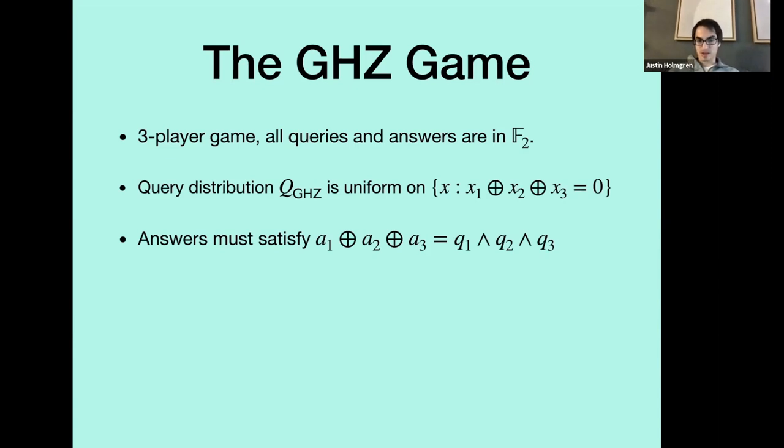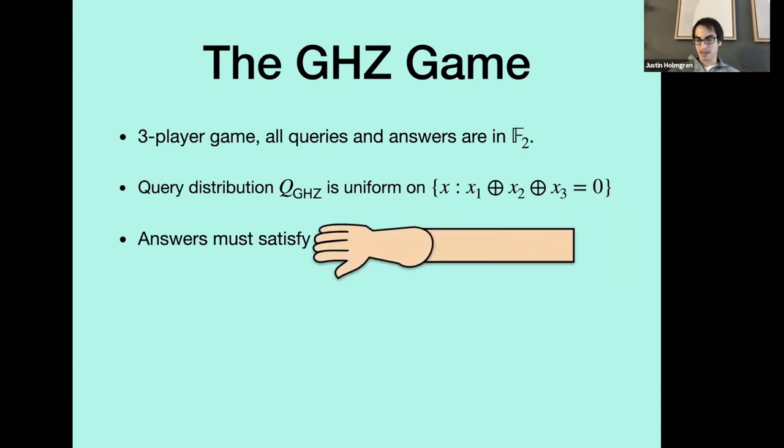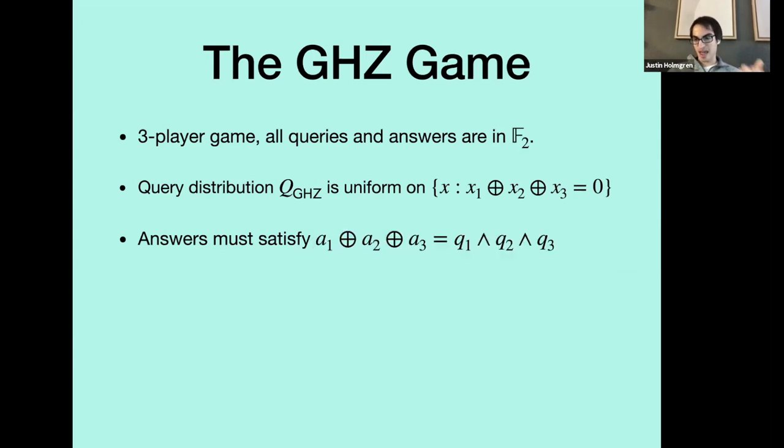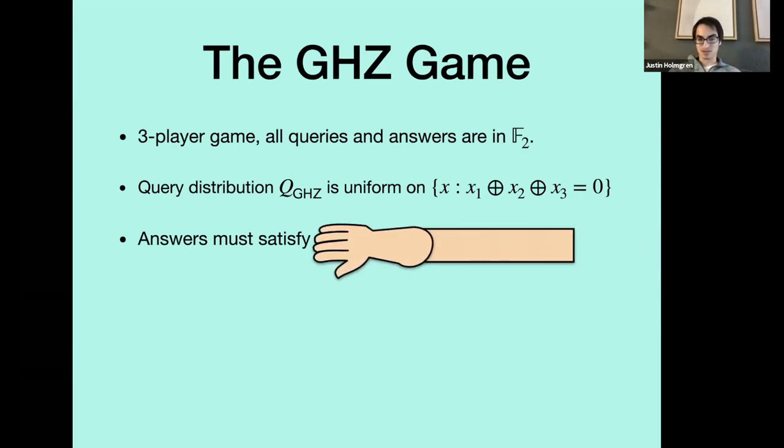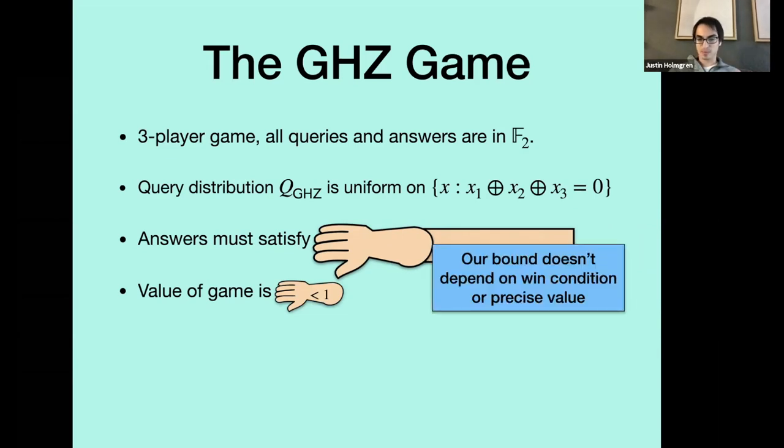The other part of the game is saying that the answers have to satisfy some predicate. We actually don't need to care about what the winning predicate is, but if you're curious, it's that the XOR of the answers is equal to the AND of the inputs. But we don't need to know this for the rest of the talk. We don't even need to know the exact value of the game. We just need to know that the value of the game is less than one. So our proof techniques don't depend on the precise winning condition or the precise value of the game.